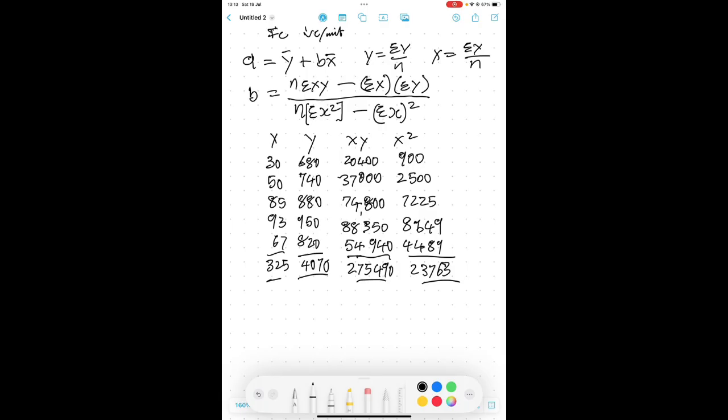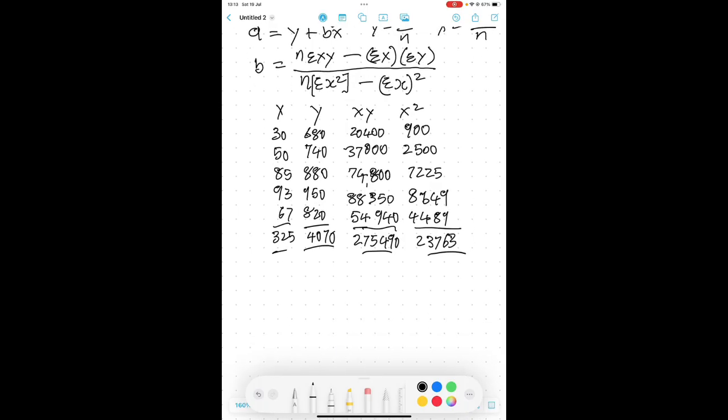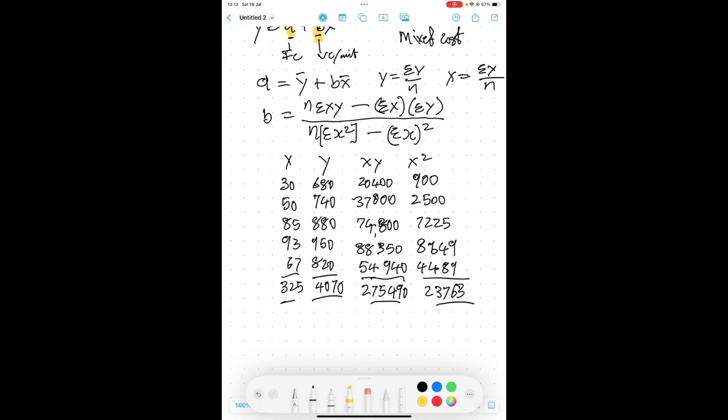So we have this. We can insert this into our formula. To calculate B, because you need to calculate B before you can calculate A, inside the formula to calculate A, you have B inside of it. So the need for you to calculate B before A.